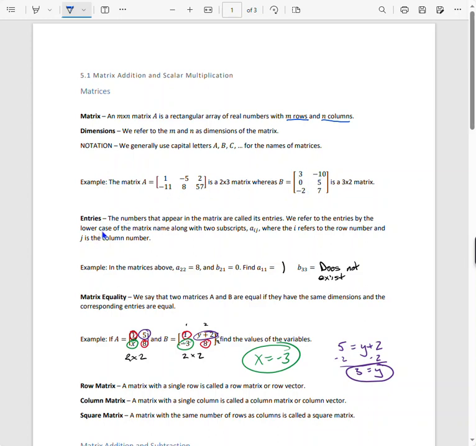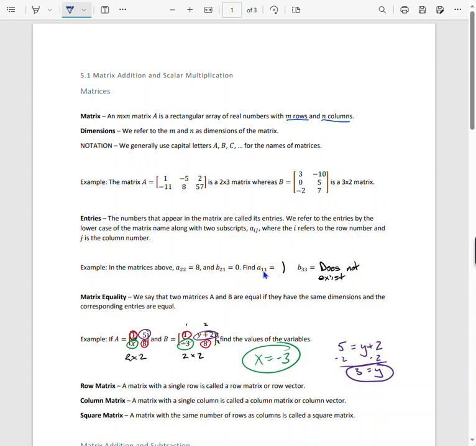So what is an entry? The numbers that appear in a matrix are called its entries. We refer to the entries by the lowercase of the matrix name, along with 2 subscripts, i, j, where the i refers to the row number and j is the column number. So for example, in the matrices above, A22 in the matrix for A, row 2, column 2, is 8. And B21 in the matrix for B, row 2, column 1, is a 0.